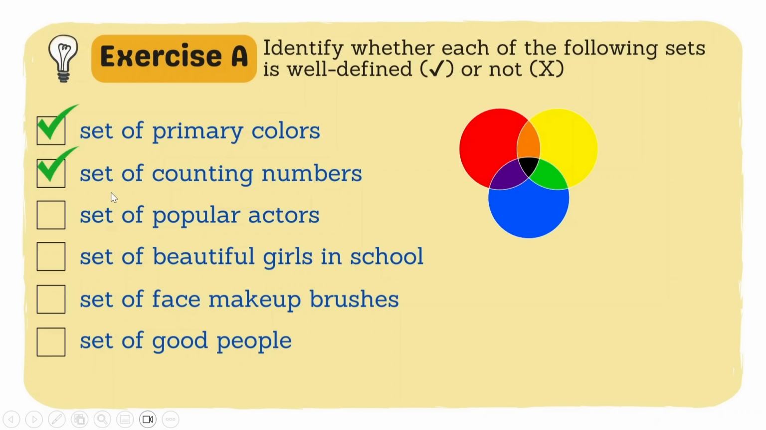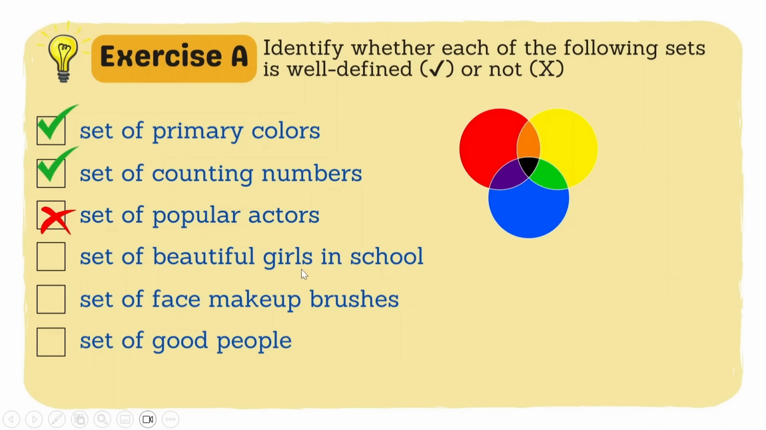Okay? Alright, next, set of popular actors. Okay. This time, magbigay nga po kayo ng mga popular na actors. Okay, for sure, pag nagbigay kayo ng mga actors, magkakaiba kayo ng sagot. Pwedeng ang iba sa inyo may kilalang actor na hindi kilala nung iba. Meron din naman siguro magsasabi ng popular na actor pero hindi naman siya popular sa ibang tao. Therefore, this is not a well-defined set. Okay? Kasi magkakaiba po tayo ng sagot dito pag sinabi nating popular actor.